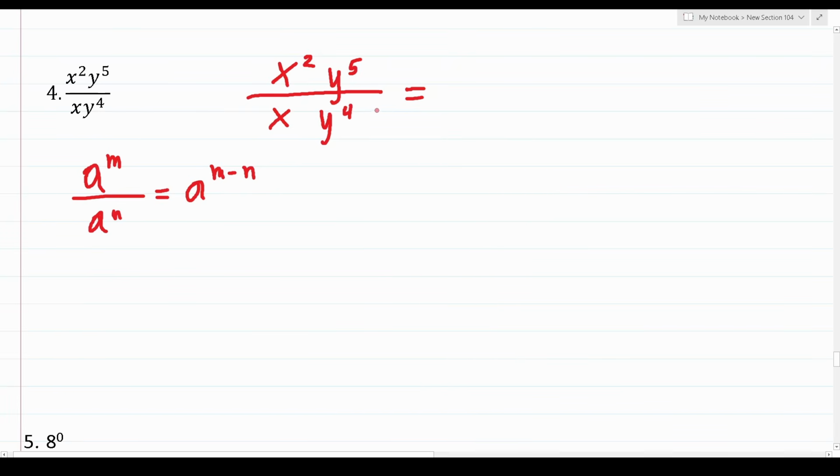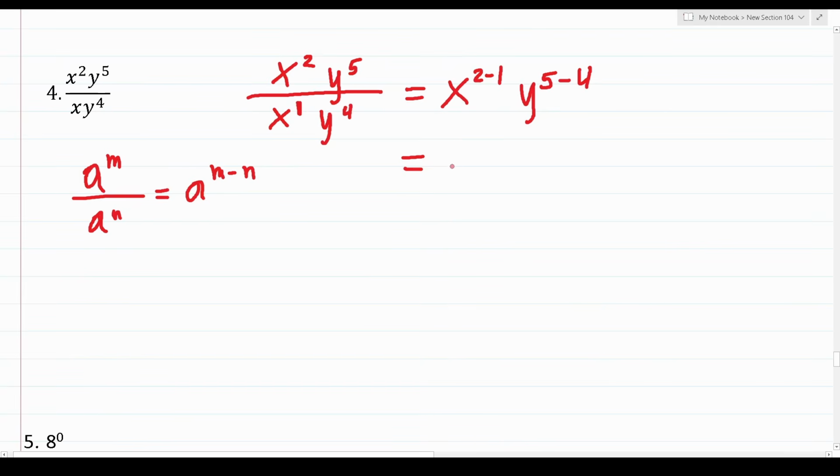And that's what we have here, but we are going to use 2 iterations of the quotient rule, one for x and one for y. And again, if it's helpful, you can express that one there. So this is going to become x. What's the quotient rule say? It says subtract our exponents, so this is going to be 2 minus 1. And again, for y's, what's the quotient rule say? It says subtract exponents, so this is 5 minus 4.